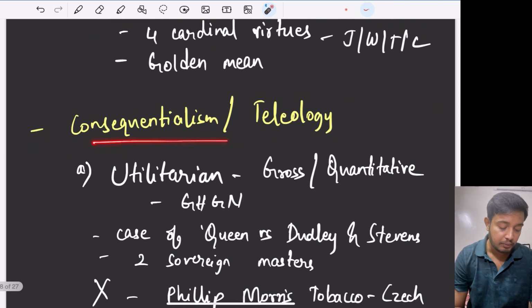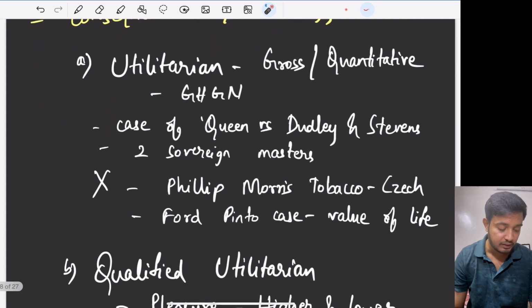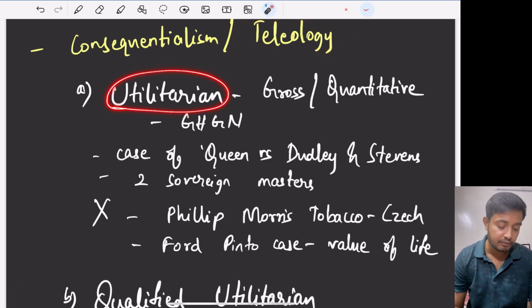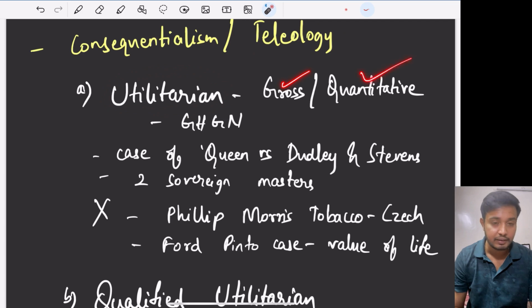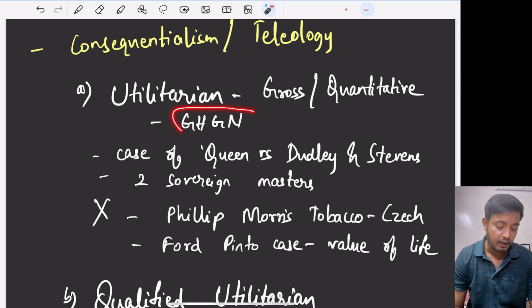And this is what I'm talking about, UPSC's favorite topic: consequentialism or teleology versus deontology or means-based ethics. So in teleology, there are two important branches. One is the utilitarian, which came first, which is also called gross or quantitative, because it only talks about whether the action is going to give greatest happiness to the greatest number or not. It doesn't differentiate between whether the happiness is qualitative or quantitative. That is why this is more quantitative in nature. And this is gross because it talks about the overall happiness of the greatest number.